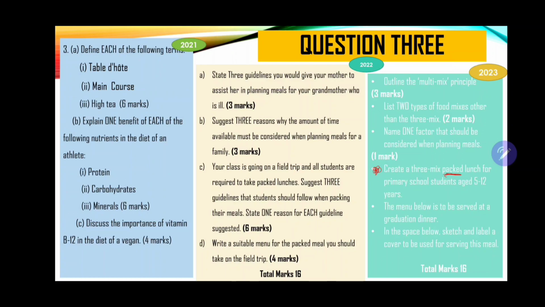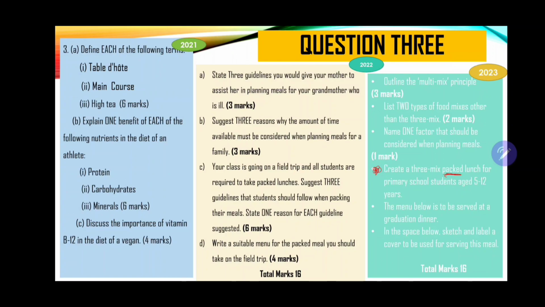Well, let me take you back to 2022, that final question that they have. Write a suitable meal for the packed meal you would take on a field trip, right? So as you can see, both questions, the last part of the question in 2022 and 3C in 2023, are asking you about packed meals and also to create a menu for a packed meal.